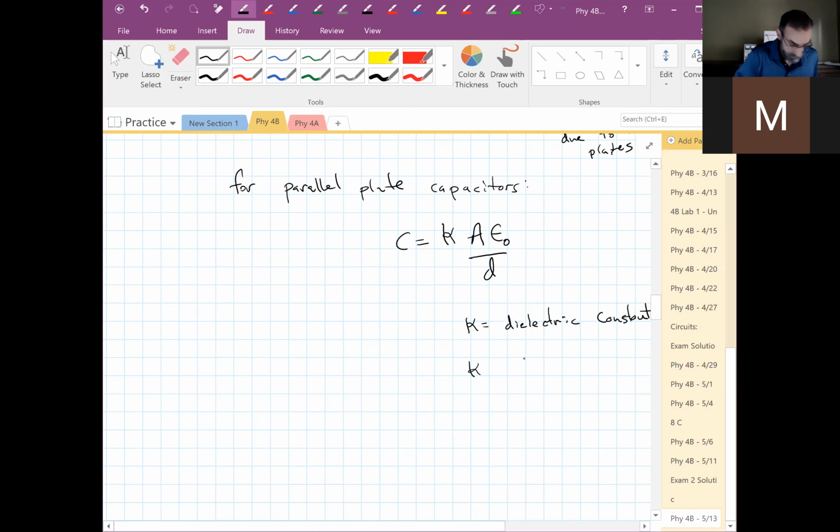And kappa is greater than or equal to 1. So if it's a vacuum between the plates, kappa is 1. The dielectric constant is 1. Air is actually very close to 1, so really we could use air and vacuum almost interchangeably. And other materials, it increases from there.